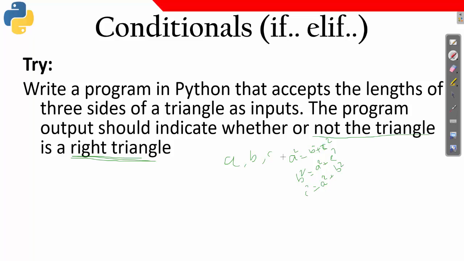Okay, out of these three conditions anything may satisfy. So you will write if this condition or this condition or this condition, then it's supposed to print that this is a right angle triangle. Otherwise it will print it is not a right angle triangle. How you are going to write it? Are you trying it? Yes, sir. Okay, try.